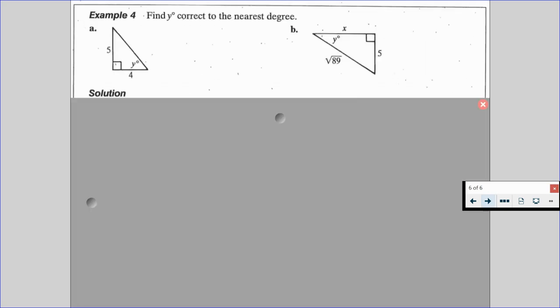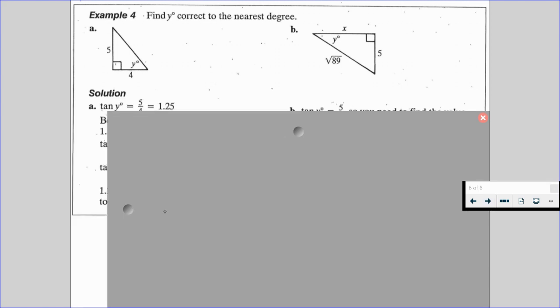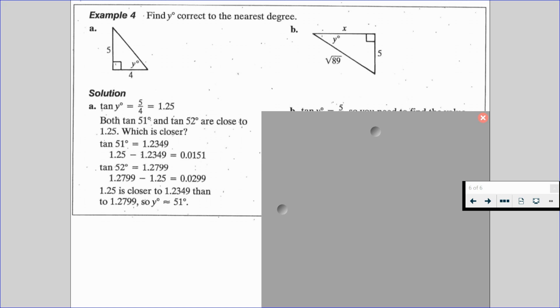Example number 4, we want to find y degree correct to the nearest degree. So remember how we said that tangent was a function. On A, we're trying to find y degree with legs of 5 and 4. For B, we're trying to find the value of one of the legs, which is x. We are given the other leg, which is 5, and we're given the hypotenuse, which is root 89. For A, the way that we're going to solve this is the tan of y degrees is equal to 5 over 4. So it's going to be 1.25.